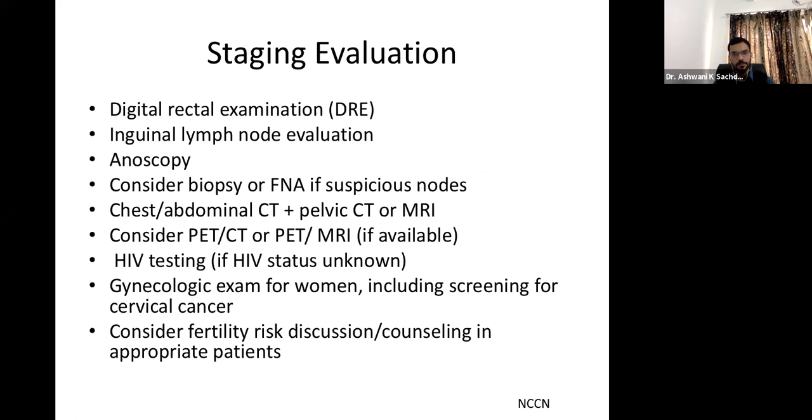Staging evaluation will include digital rectal examination, palpation of inguinal lymph node, anoscopy, and biopsy and FNAC of suspicious nodes. And again, CT chest, abdomen, and pelvic MRI. A PET CT should be considered if it is available. It is in contrast to the rectal and colonic carcinoma, where PET scan was not recommended. But in anal canal cancer, PET scan should be done if it is available. Next is HIV testing, gynecological examination for women, and screening for cervical cancer and fertility preservation counseling.